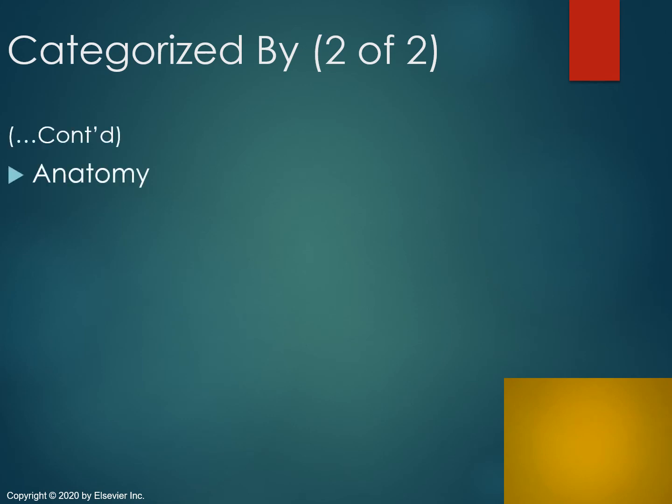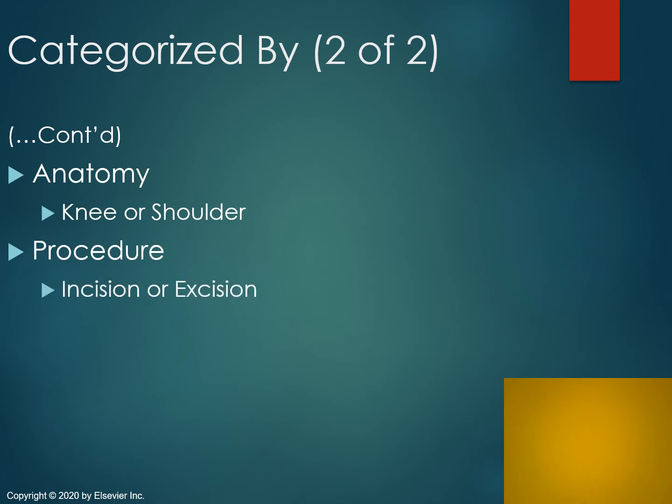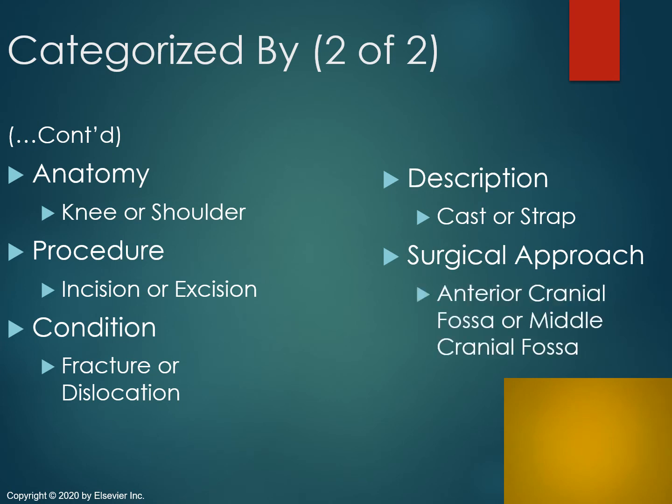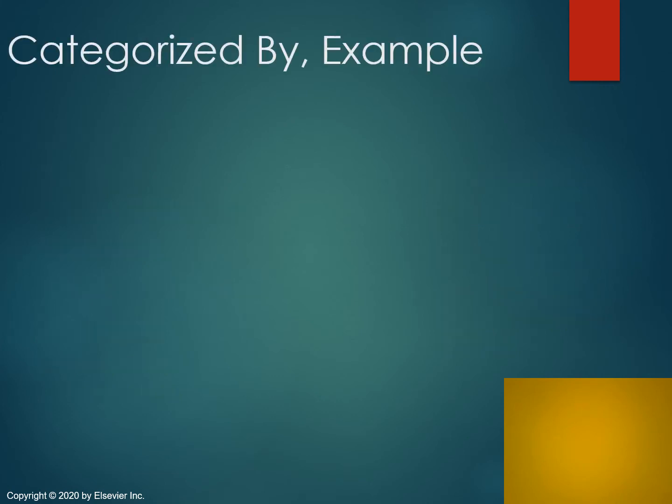The CPT book is also categorized by anatomy, for example, the knee or the shoulder, the type of procedure. Was it an incision? Was it an excision? Or the condition even? Was it a fracture, dislocation? Description, a cast or strap. So these are ways that we could look up procedures in the index of our CPT book. There's surgical approaches like anterior cranial fascia or middle cranial fascia.